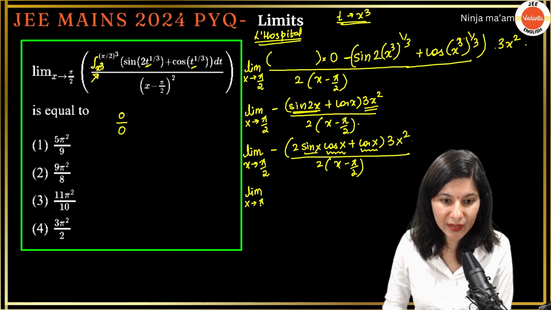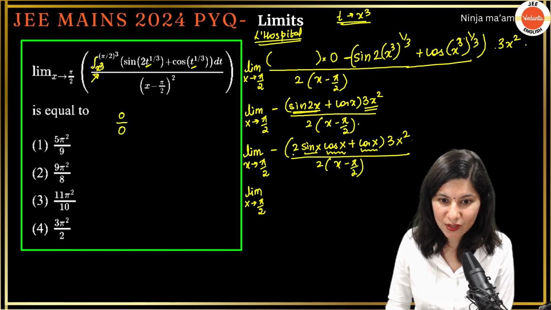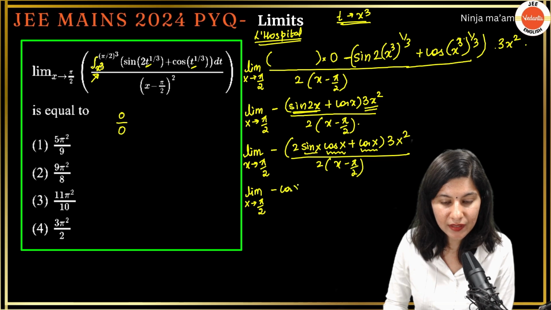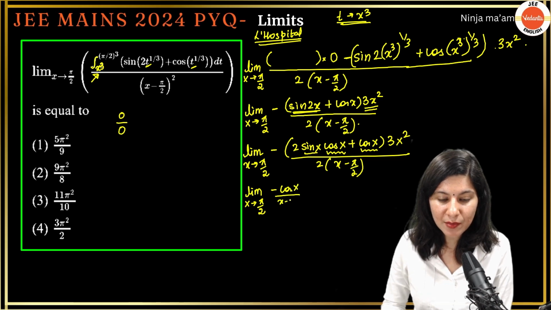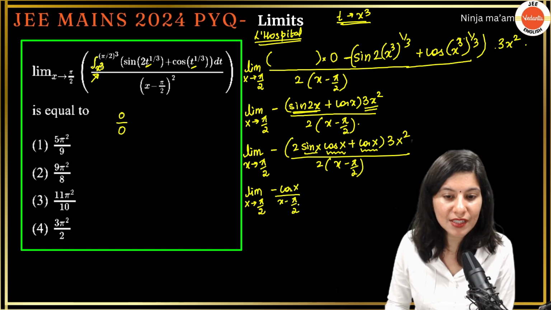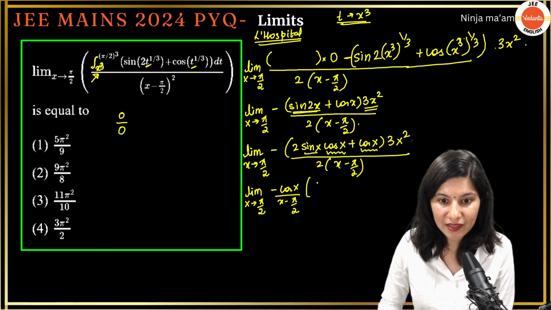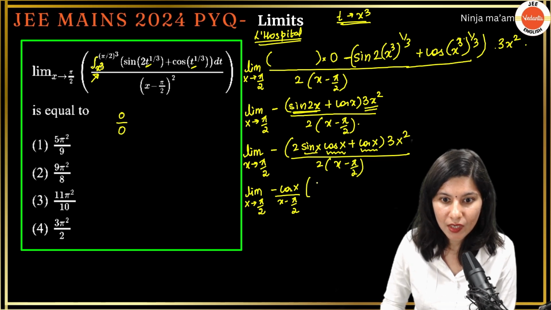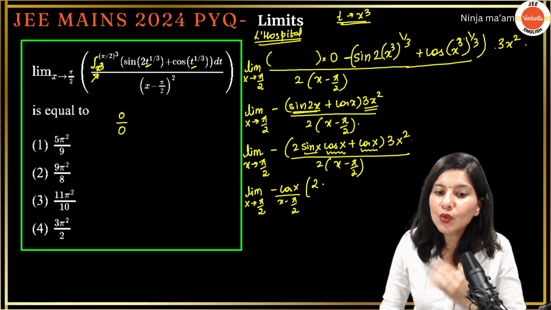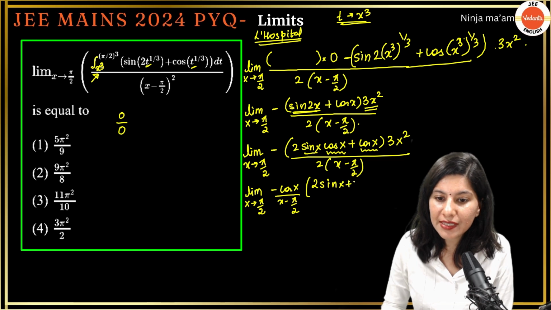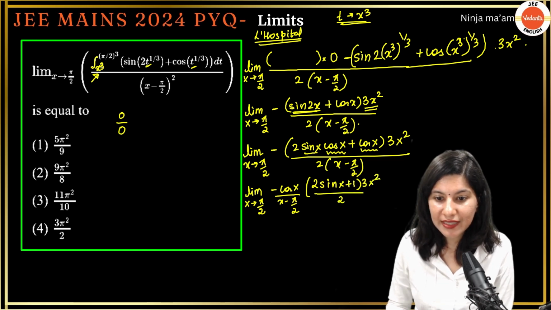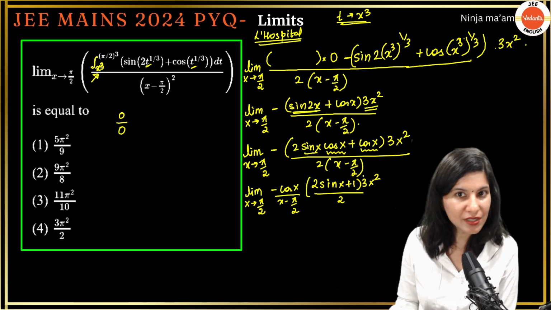Limit x tends to pi by 2. I am going to take minus, since 3x square is not a trouble, so minus cos x I am taking common upon x minus pi by 2, because this is giving me 0 by 0 form. Rest, what is pending? So 2 sin x plus 1 upon 2 into 3x square. This right portion is not a trouble for us.